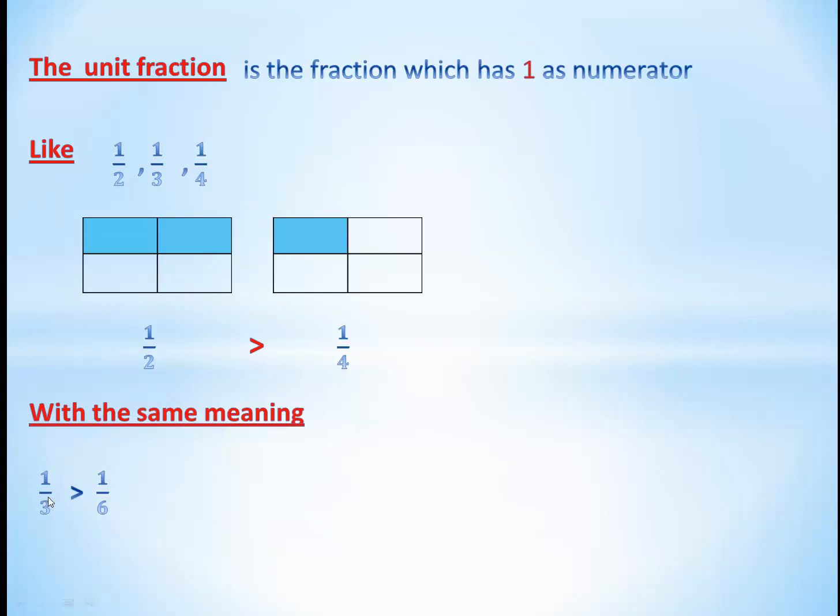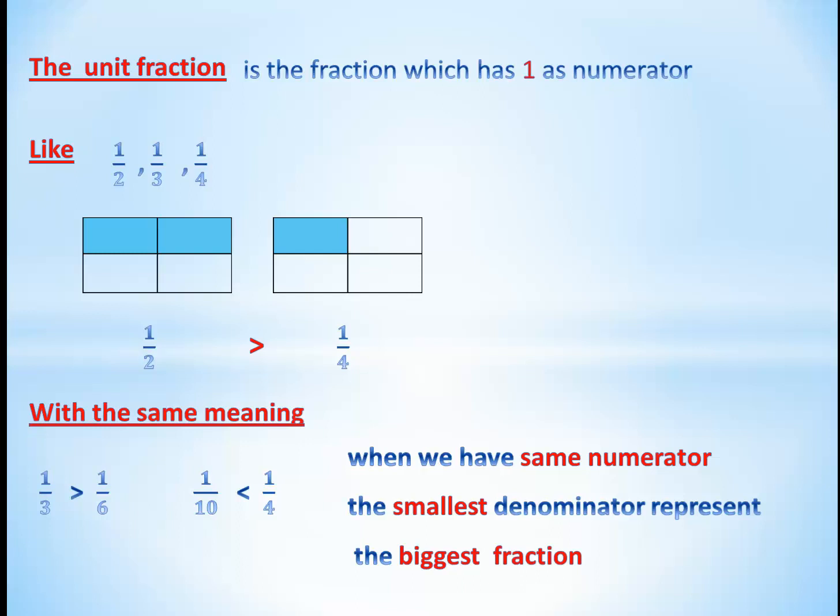Because here we have 3 and 6. We called it a crazy fraction. Do you remember this? So 1 over 3 is greater than 1 over 6. 1 over 10 and 1 over 4, it means a fourth is greater than 1/10, or 1/10 is less than 1/4. When we have the same numerator, the smallest denominator represents the biggest fraction.